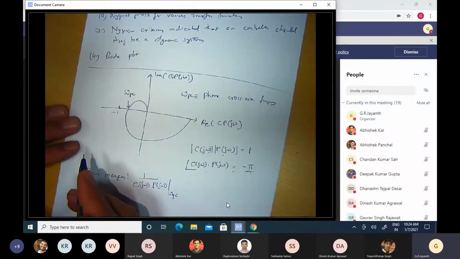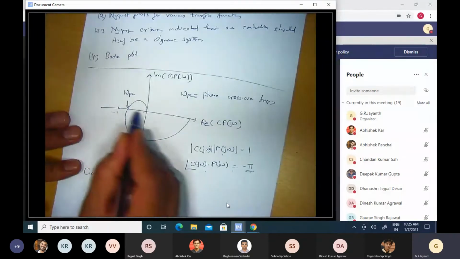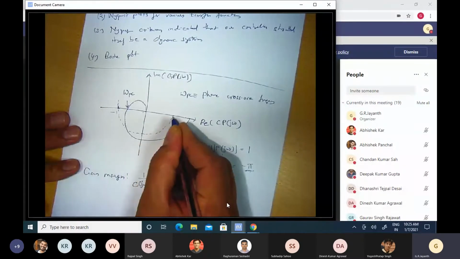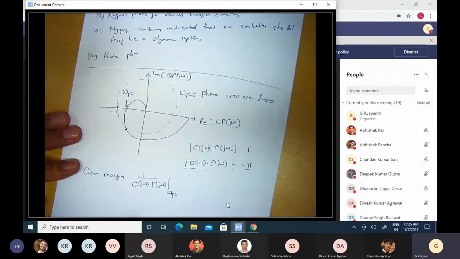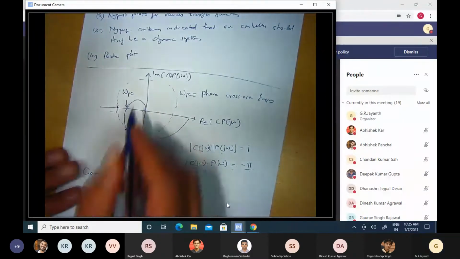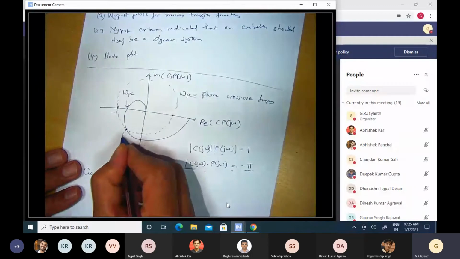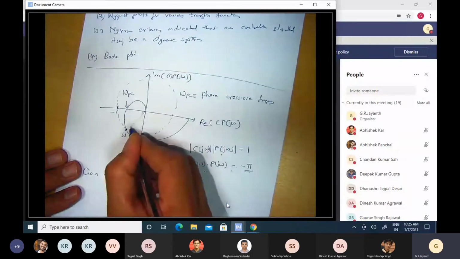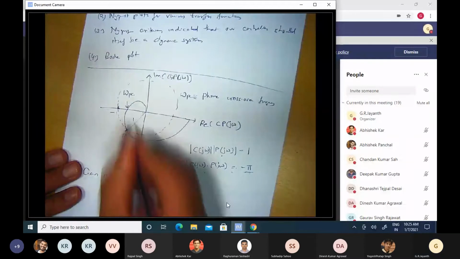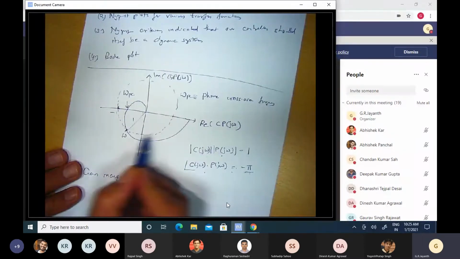To find out at what frequency the gain is equal to 1, you notice that from the origin to this point -1, the distance itself is 1 unit. So if I were to draw a circle centered at the origin and of radius 1 unit, the point on the Nyquist plot where the circle meets the Nyquist plot is the point where the gain is exactly equal to 1. So at this particular frequency omega, the magnitude of the transfer function C times P will be equal to 1 unit, because it is the intersection of this unit circle with this Nyquist plot.